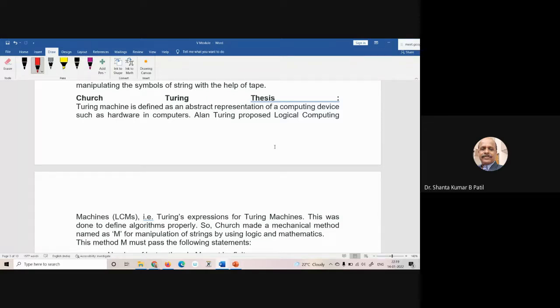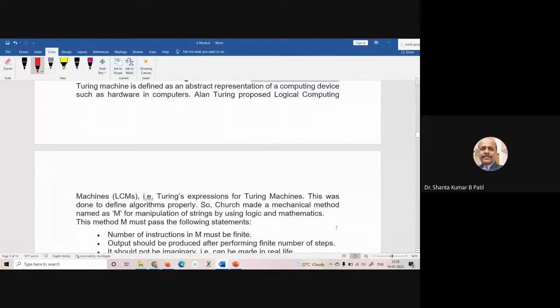In the year 1930, I think, Church developed one mechanical model which was behaving like a computer. In the earlier days, they were treating it as an automated machine. Automated machines are called computers in present days, so they started calling this a computer. The mechanical method is named M, for manipulation of strings by using logic and mathematics. He developed a mechanical model that behaved like a computer, using logic and mathematics to operate it.